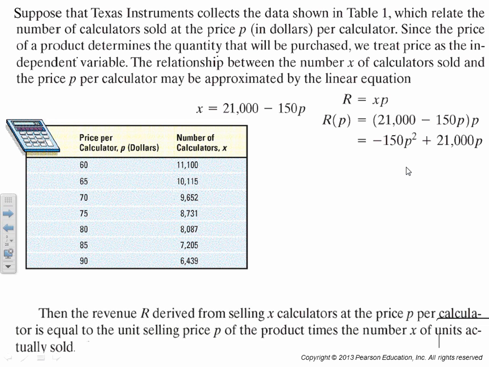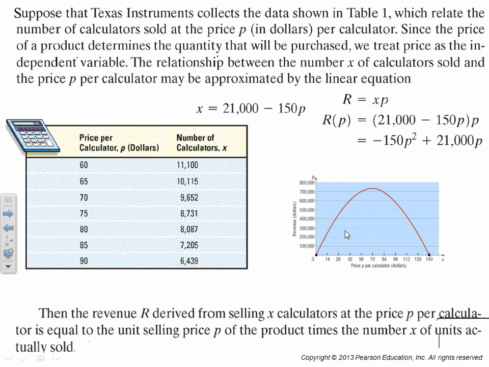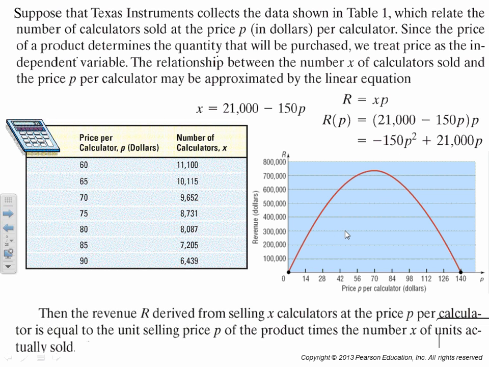Is it smiley face or frowny face? Does it smile up or does it frown down? It would go down. It is frowny face because we got a negative value out in front of our squared term. And there's the picture. Go ahead and sketch this picture onto your graph.